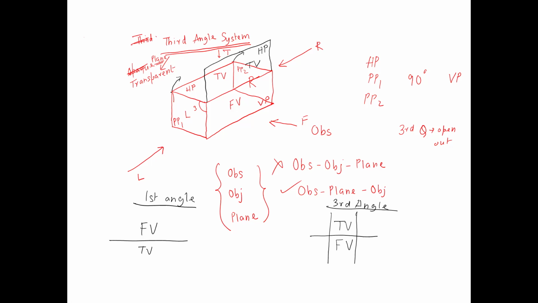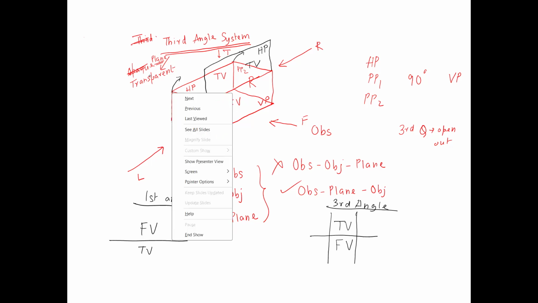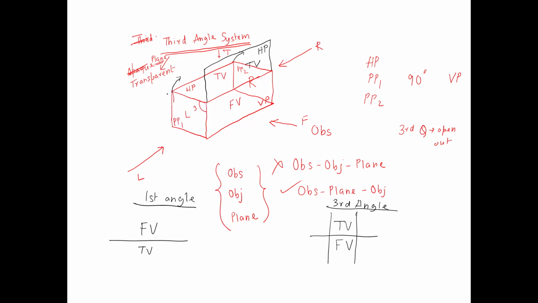Now we have to rotate the two profile planes to get a feel of the final locations of the side views. So to open out the third quadrant, profile plane 1, which contains the left hand side view, that should rotate like this. And after that rotation is complete to an angle of 90 degree, this will be the new position of profile plane 1. So left hand side view is lying on the left hand side of the front view. What was the location of the left hand side view in the first angle system? On the right hand side of the front view.